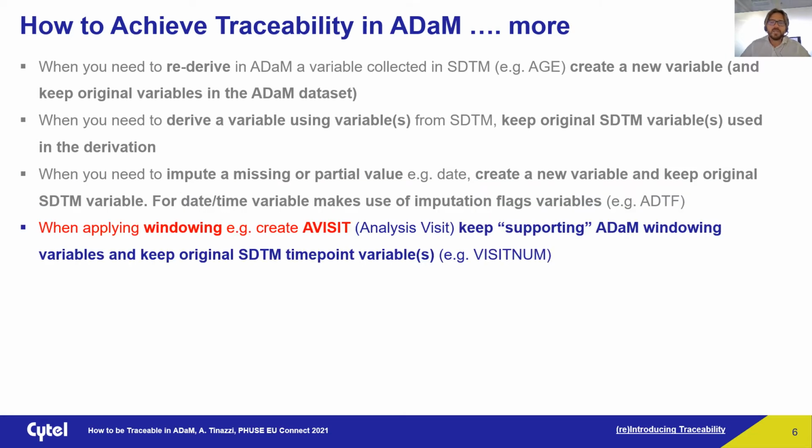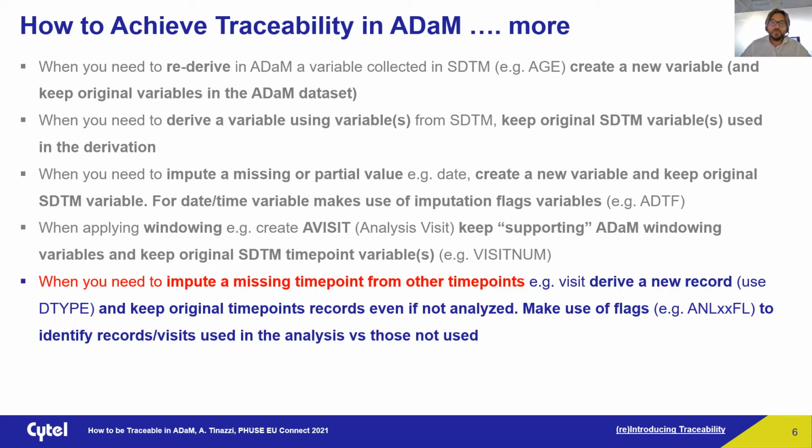When you need to apply time windowing methods, for example for visit, you should create an analysis visit variable, for example, and keep the supporting ADaM windowing variables. So there are some special variables to describe how you window an observation. And also you should keep the original SDTM time points, in this case from SDTM, so VISIT and VISITNUM.